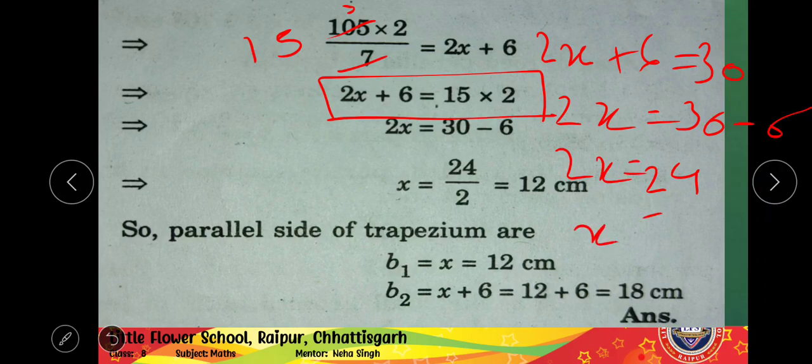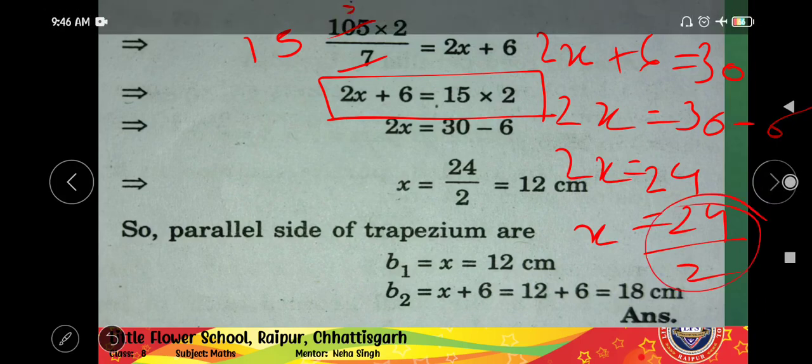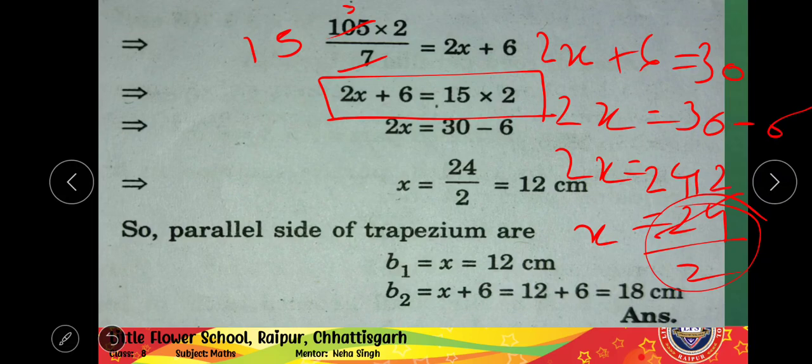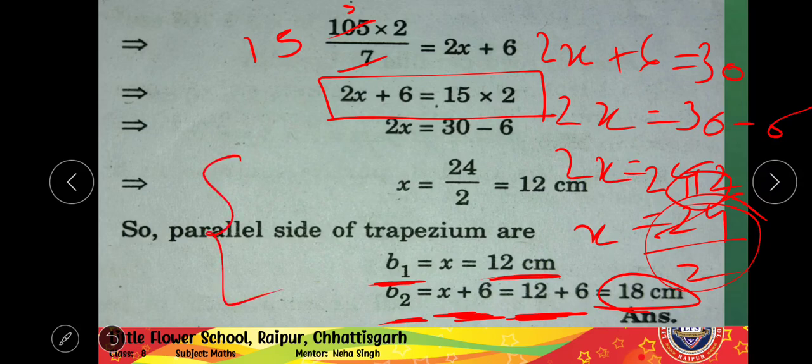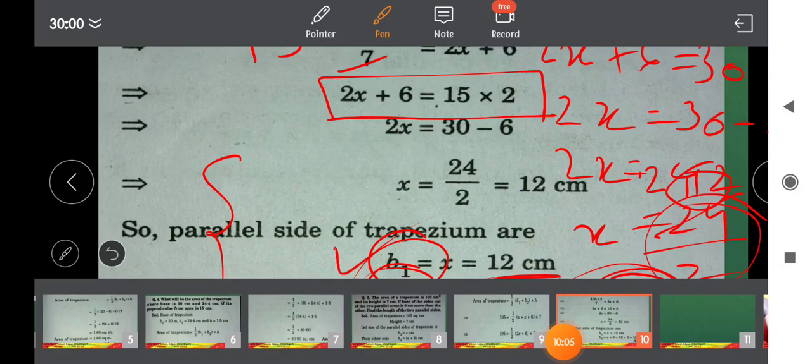We can get the x value by dividing 24 by 2, right? So 2 12s are 24, so x is 12, right? So what are we getting the bases as? b1 is 12 centimeter, b2 is x plus 6, it was, meaning 12 plus 6, that is 18 centimeter, right? So what we needed to find were the parallel sides. We have found the parallel sides, b1 as 12 centimeter and b2 as 18 centimeter. Right? So with this question we finish this exercise.